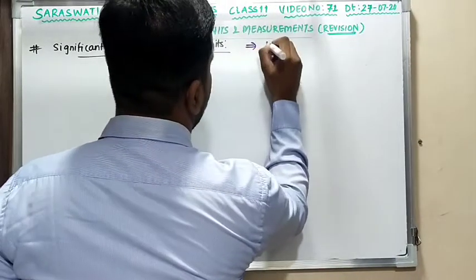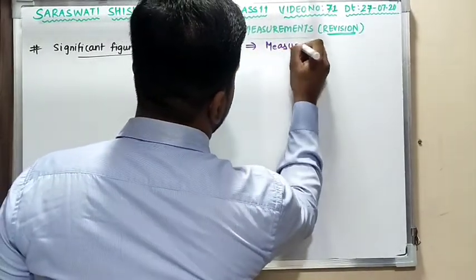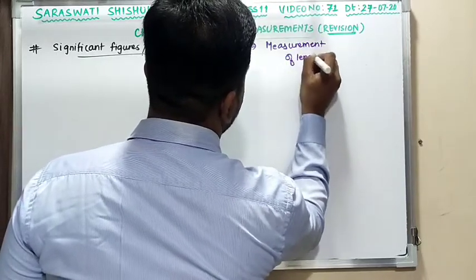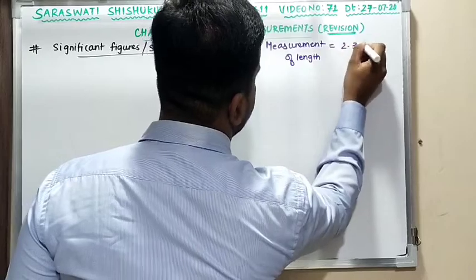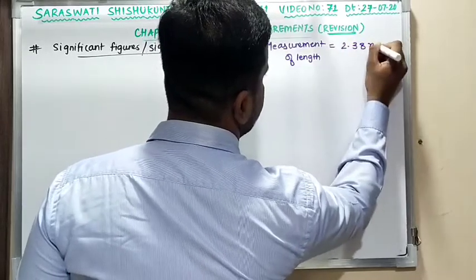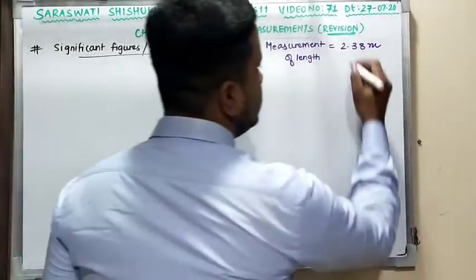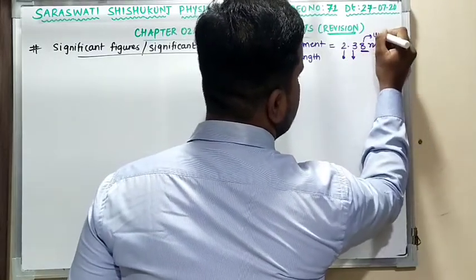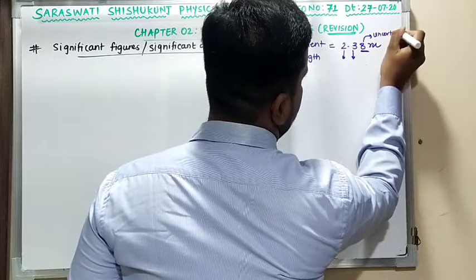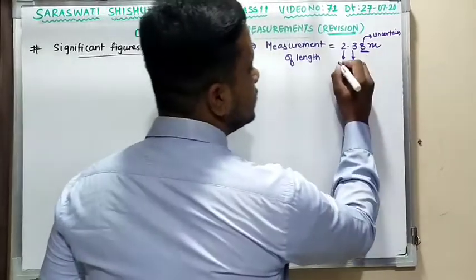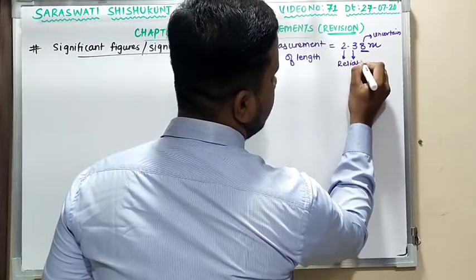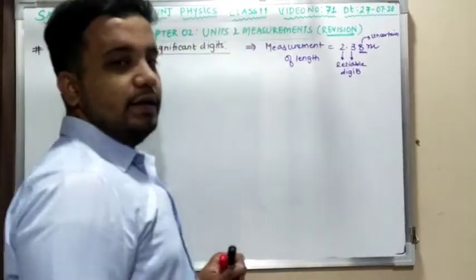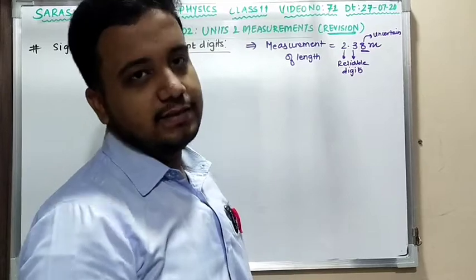Suppose your measurement of length is found to be 2.38 meters. Clear? Here you can see 2 is reliable, 3 is reliable, but the rightmost digit 8 is uncertain. Clear? These two are reliable digits. The 8, the rightmost digit, is uncertain.